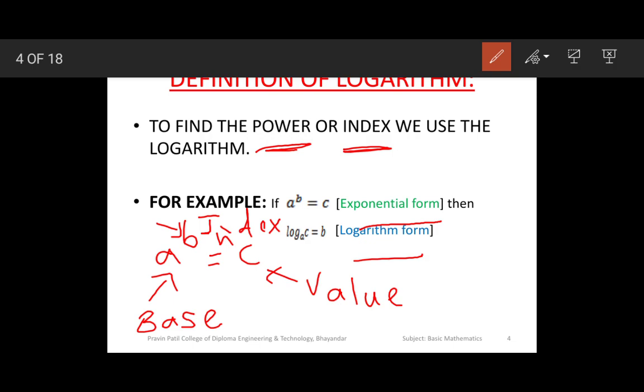Now why exponential form? Because here b is in raised to, in power. So whenever a number is written in raised to form, in power form, then that representation is known as an exponential form. So a raised to b is equal to c is known as an exponential form.